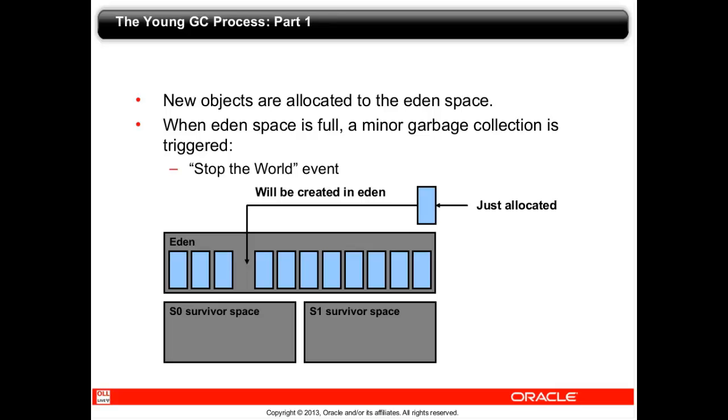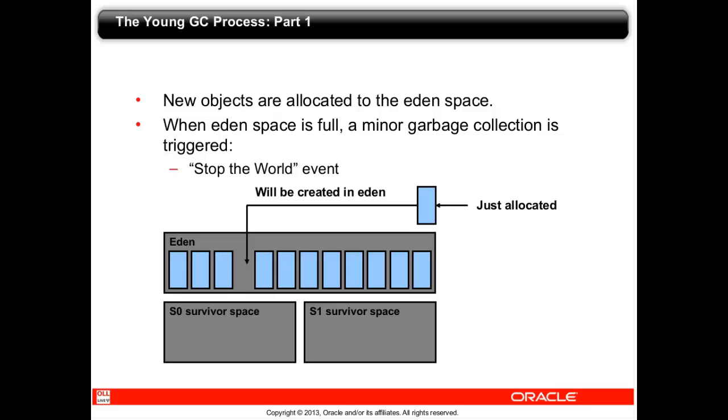So we allocate new objects into the Eden space until it fills up. When the Eden space is full, that triggers a minor garbage collection. Now this is a stop the world event. The stop the world event is defined as the event where all the application threads in your application stop. So of course you want to make these as short as possible so that your application can continue executing. All minor garbage collections are stop the world events. So anyway, we've just triggered that.